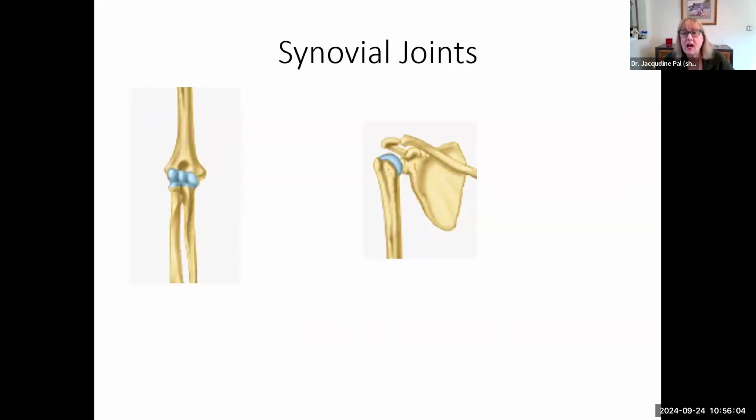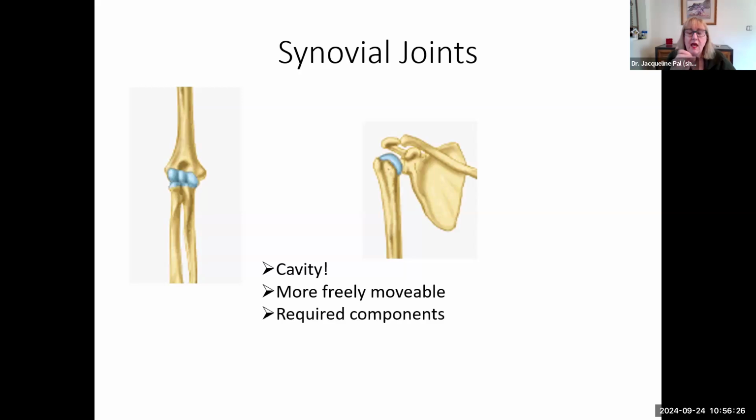Now, the third type of joint is the synovial joint. And what is different about this is that this is the type of joint that has a cavity. So think about having a little water balloon between the two bones. And because of that, it makes it freely movable between the two bones.